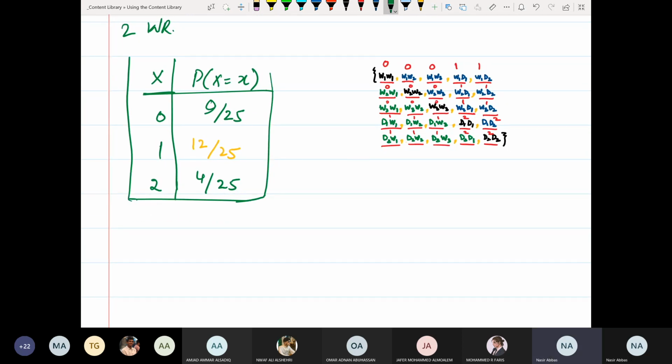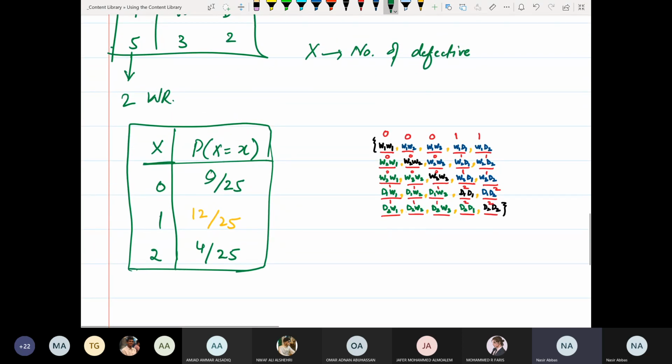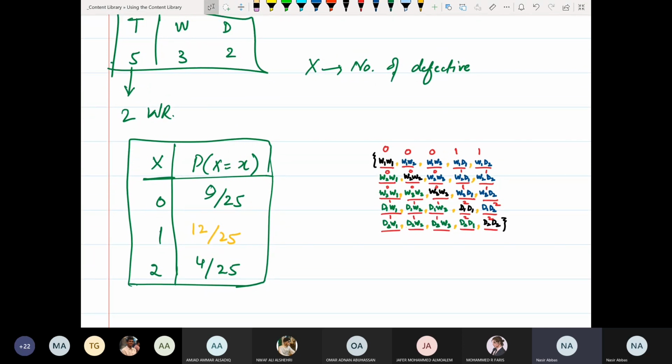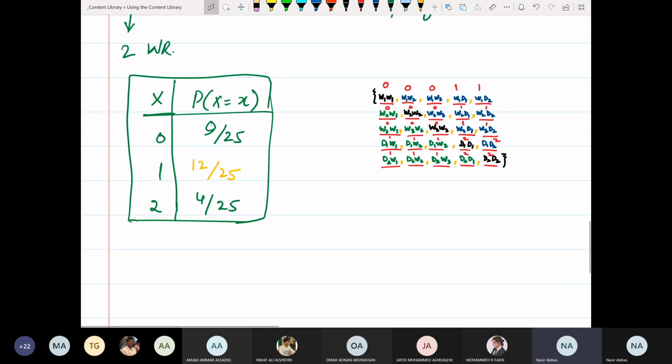So when you do those two things, you come up with the table. And this table contains all the possible values of x along with their corresponding probabilities. Such a table that gives you the possible values of a discrete random variable and their corresponding probabilities is called probability distribution or probability mass function.